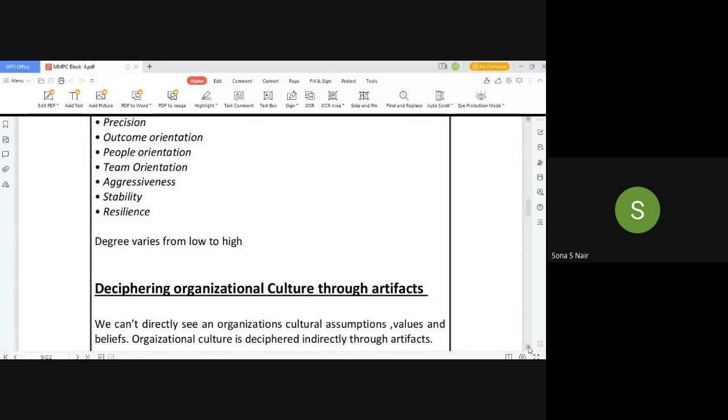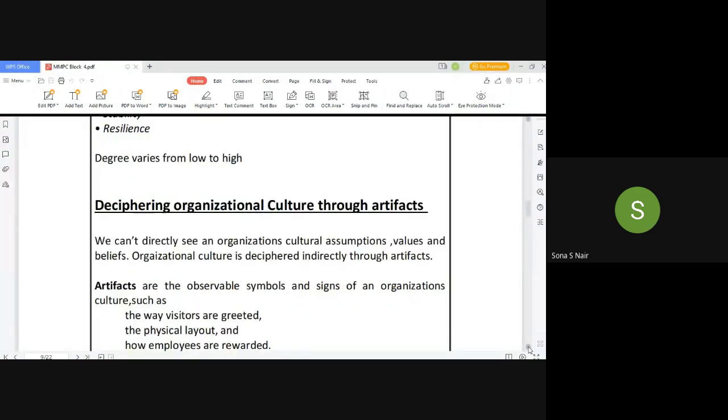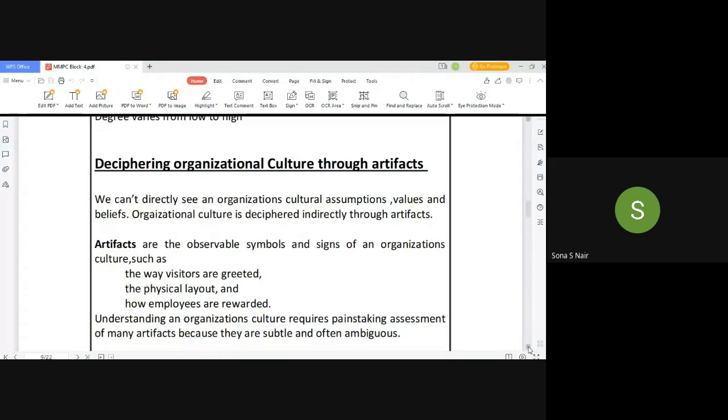You cannot find out the personality of the organization by asking people or from their written documents. You can find out the culture of the organization by deciphering certain organizational artifacts. We can't see an organization's cultural assumptions, values, and beliefs. Organization culture can be observed and deciphered indirectly through artifacts. There are certain things which will help us understand what the organization believes in, what the organization's culture is like.